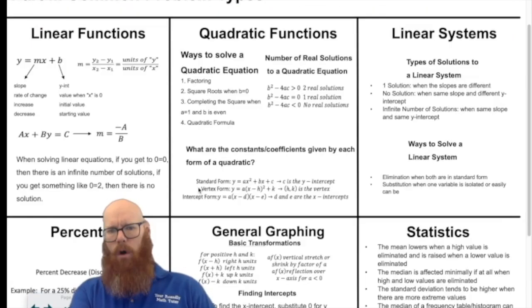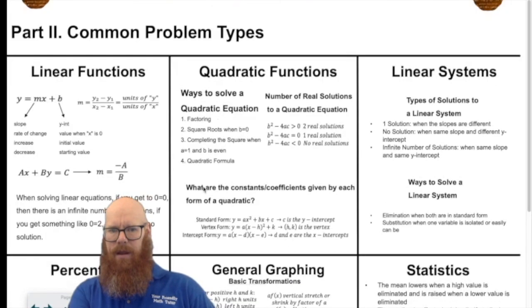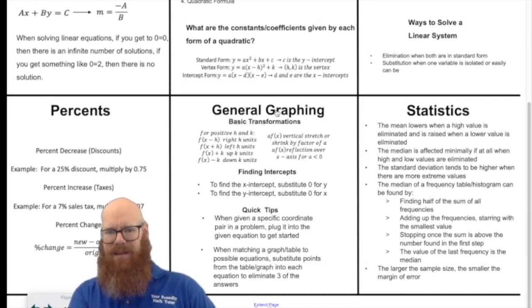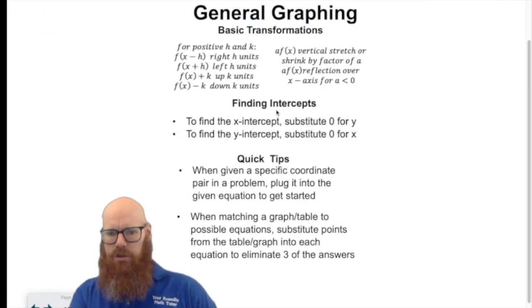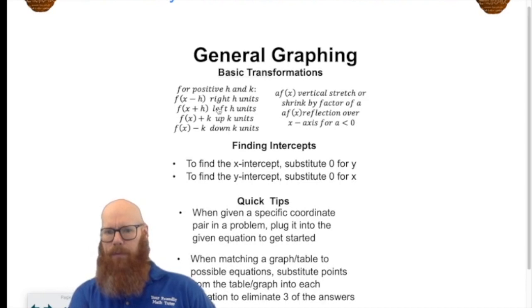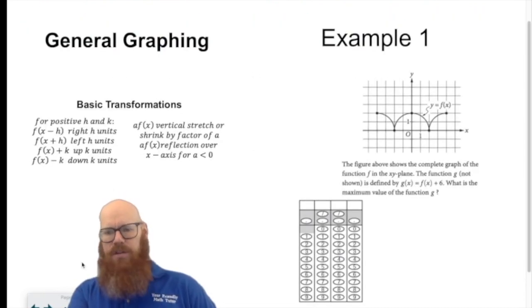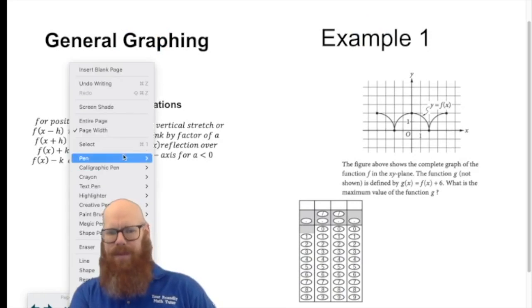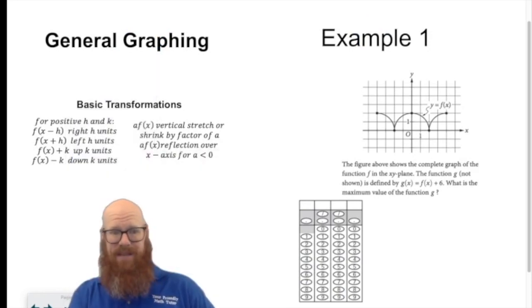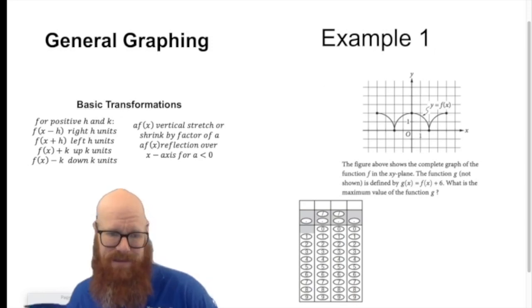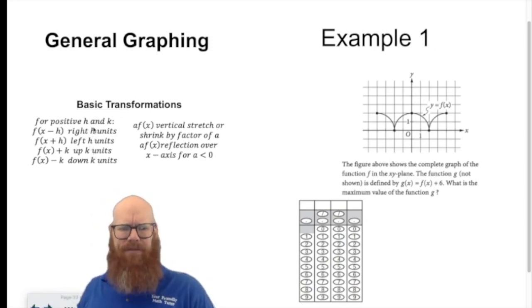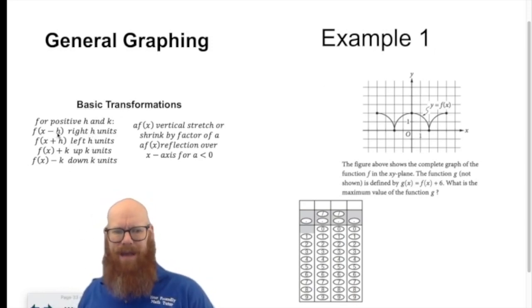Now let's move on to the next category here in common problem types, and let's take a look at some general graphing. So general graphing here, we've got kind of four main problems, and we'll take a look first at basic transformations. So these are some, there are more than this, but these are the ones that I think show up the most on the SAT, especially the left column I think is the most common. So we have left and right shifts. So x minus h is a right shift h, x plus h is a left shift h. Anything that's attached to x moves it horizontally.